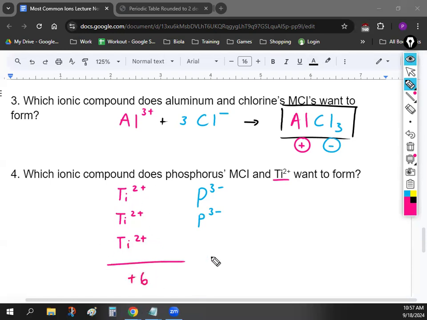So this is now positive 6, and this one right here is -6, and so they balance out. Basically what we need is 3 Ti's, so we write Ti3, and we need 2 phosphoruses, so P2. And that's your final answer. And again, this is about as hard as it's going to get. If you were able to get this or you understand it now, then you should be in pretty good shape for today's assignment.